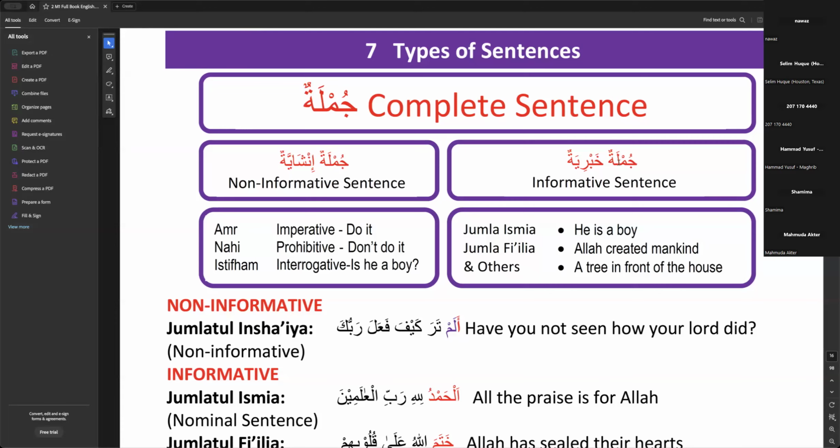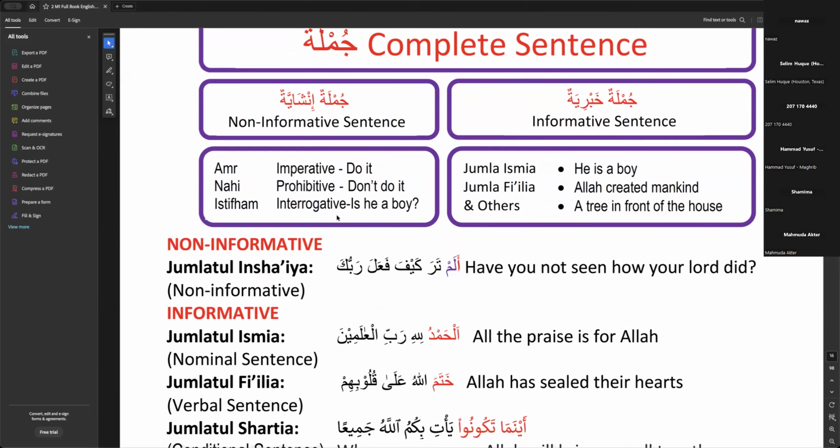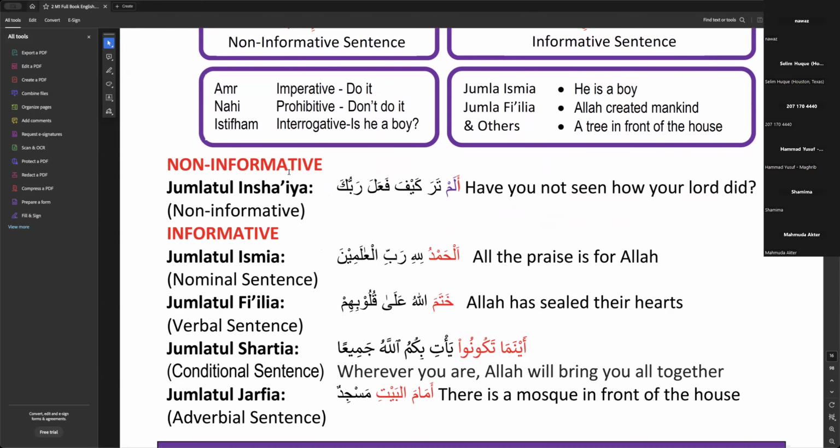Under jumlatul khabriya, the informative sentence, we have jumla ismiya, for example, he is a boy, and then jumlatul fi'liya, Allah created mankind. Another sentence: a tree in front of the house. So make a note; under the banner of the two types of sentence, we have other sentences, and I will name them all here. Non-informative sentence is, for example, Alam tara kaifa fa'ala rabbuka, have you not seen how your Lord did? This is from a famous surah, Surah Fil. Alam tara kaifa fa'ala rabbuka.